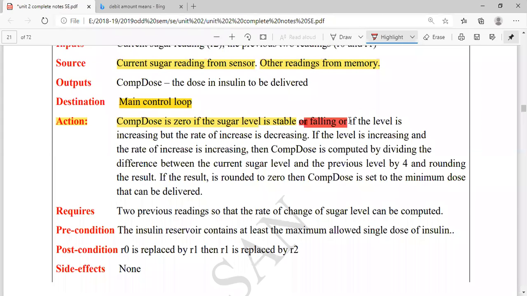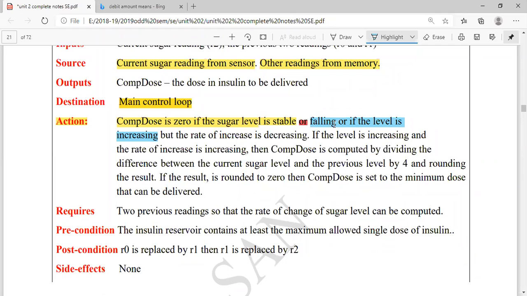Let me highlight the related part only so that it becomes easy to understand. If the sugar level is falling, it means R2 is less than or not an R1. Okay, R2 is less than or not an R1.